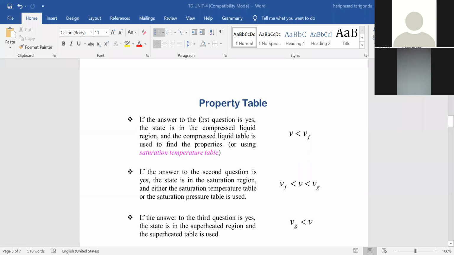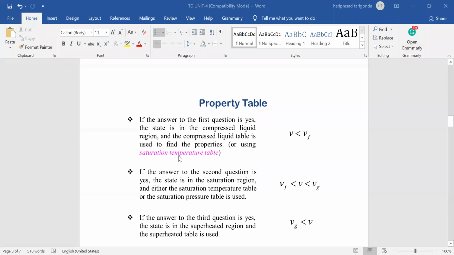So coming to the next topic, what we are discussing: properties of steam, property tables. If the answer to the first question is yes, the state is in the compressed liquid region, and the compressed liquid table is used to find the properties using saturation temperature. So here, if the given volume is less than Vf, then the condition of the steam will be compressed liquid or subcooled liquid.